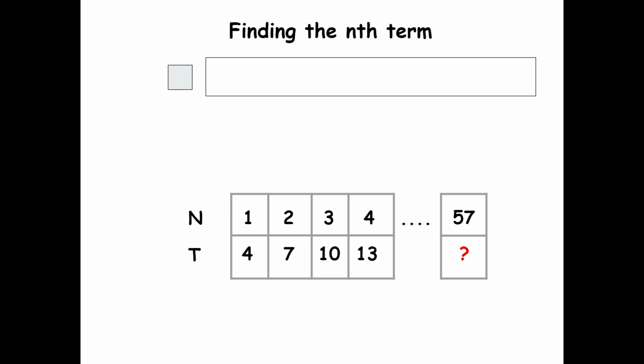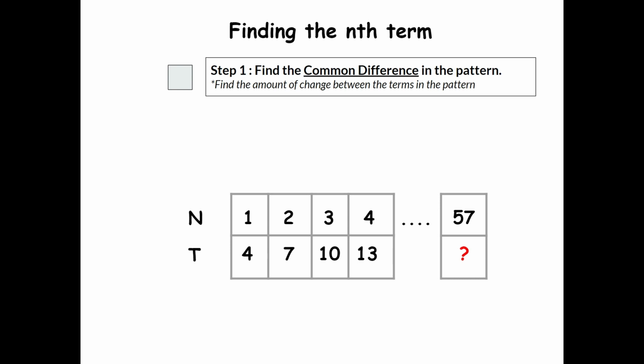Now, the first step is to find the common difference in the pattern, which means we need to find the amount of change between the terms. Now, you'll notice in this sequence that the terms are increasing by 3 each time. And this means that the common difference in this sequence is 3.